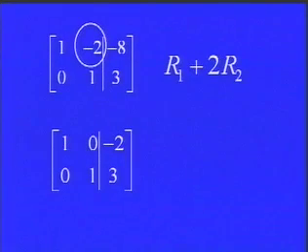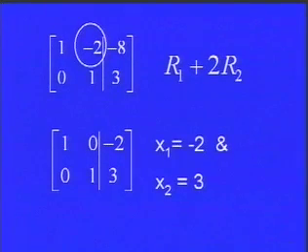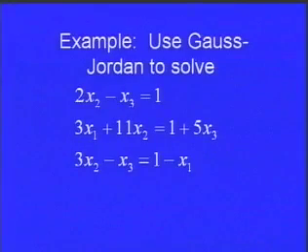All right, so once I get it to this type of appearance, then I'm ready to write down what x1 and x2 are. x1 is -2, x2 is 3. Okay, so there was our systematic way of solving a 2 by 2. Let's see what is the same and what is different about solving a 3 by 3.